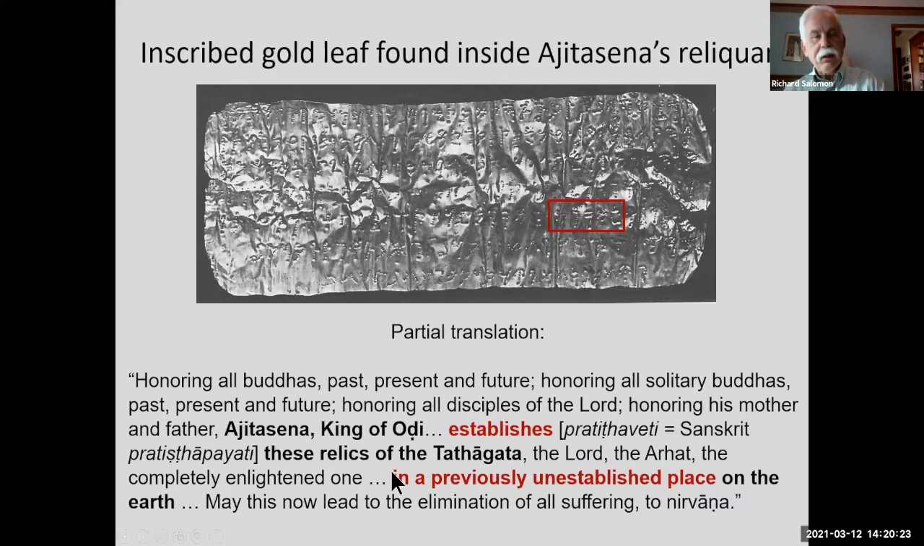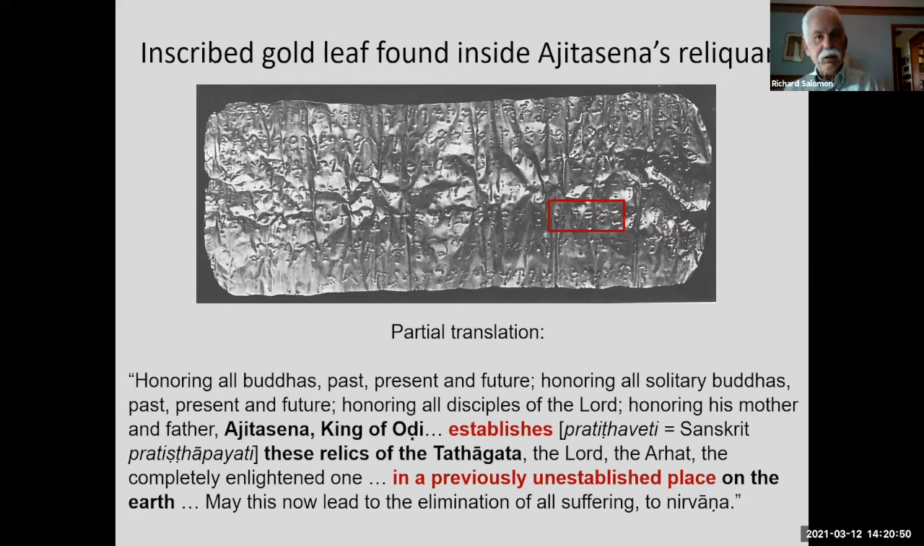In this case, there's an important addition. Quite a few of these inscriptions have this important addition, not all of them, I'll mention some other later. Establishes it where? In a previously unestablished place on the earth. That is to say, in a place where nobody had established a relic and built a stupa around it before. That's an important special stipulation, which I'll talk about toward the end of my presentation today.